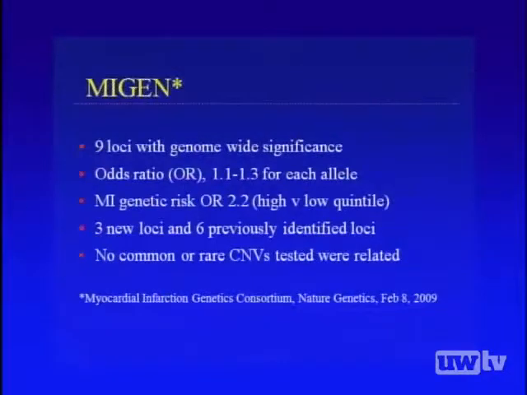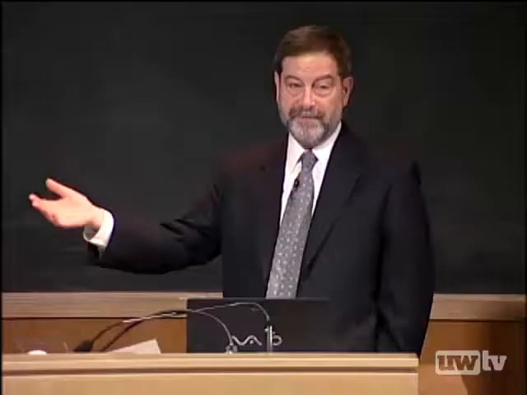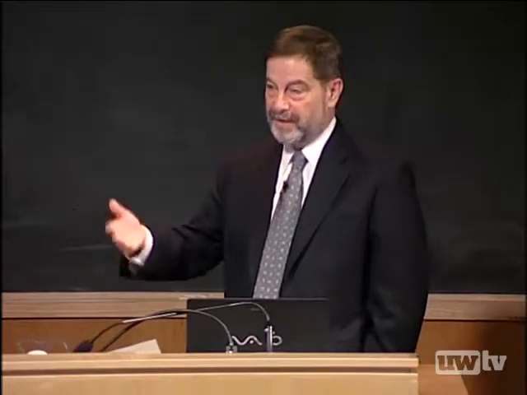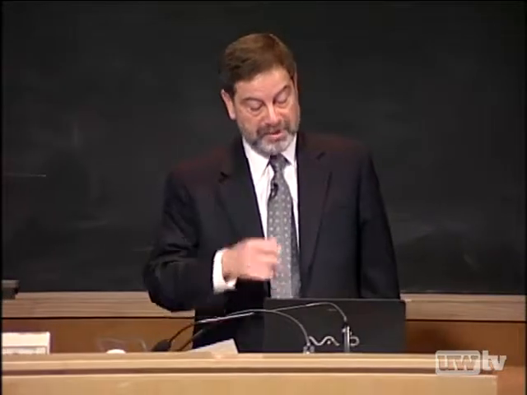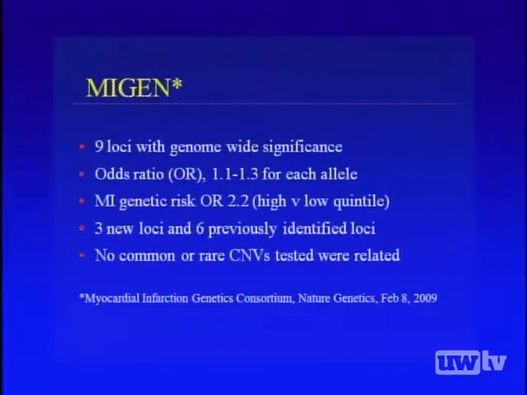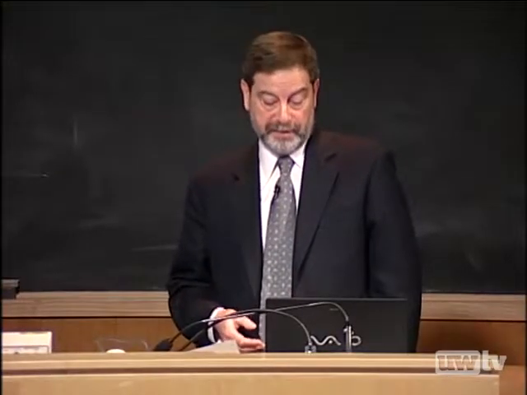If you looked at MI genetic risk, combining these 9 loci, risk was increased 2.2-fold. John will tell us that if you ask about family history, it'll be associated with a 2.2-fold increased risk of MI. So 3 of the loci in this study had not been previously described, 6 had previously been described by the Wellcome Trust folks. And interesting, there were no CNVs, copy number variants, which Affy thought we could measure, related to this outcome at that time.